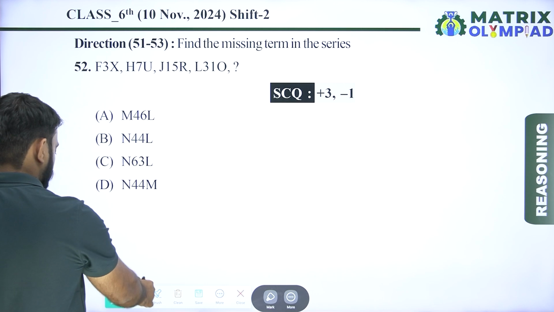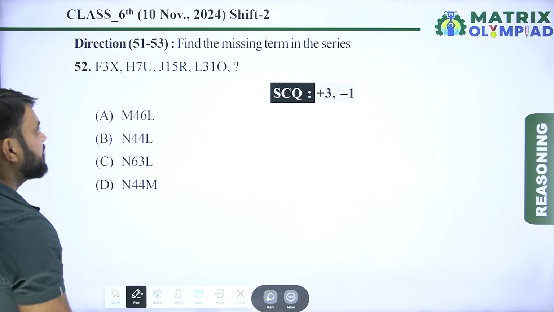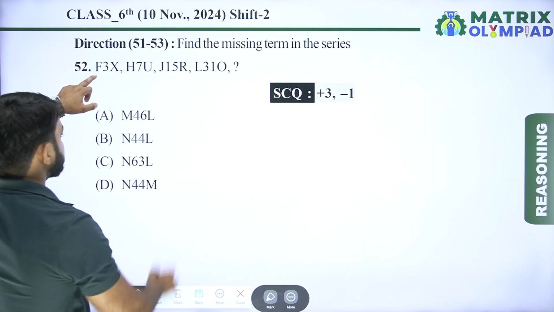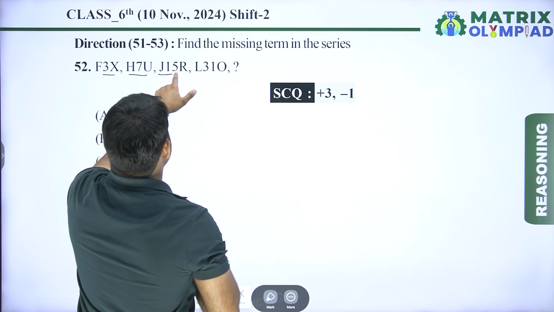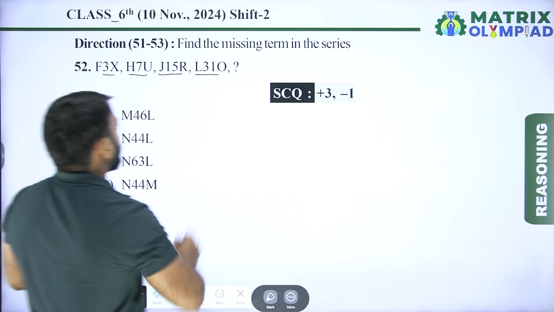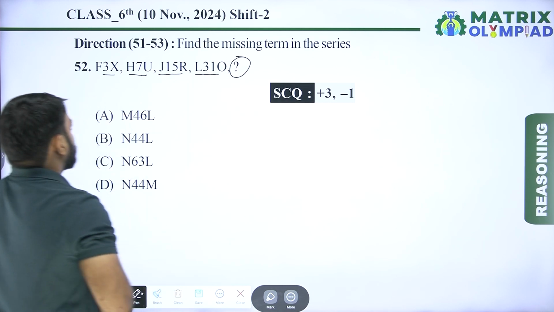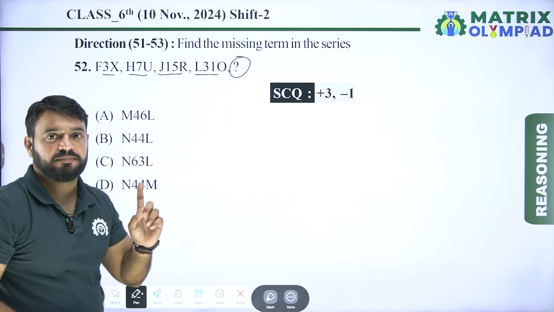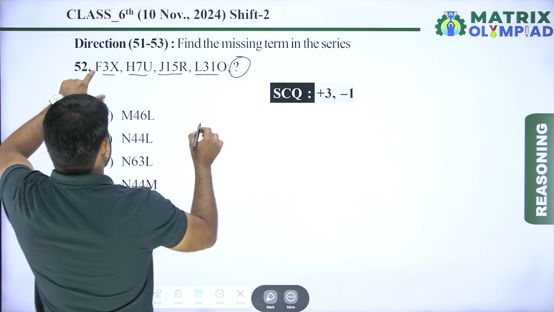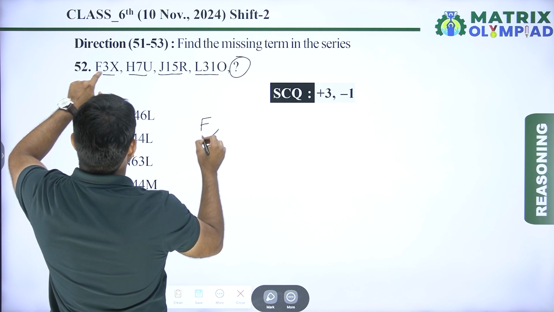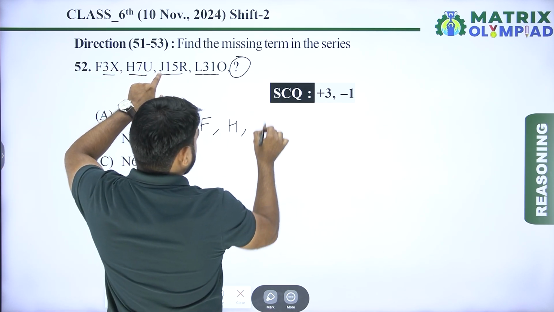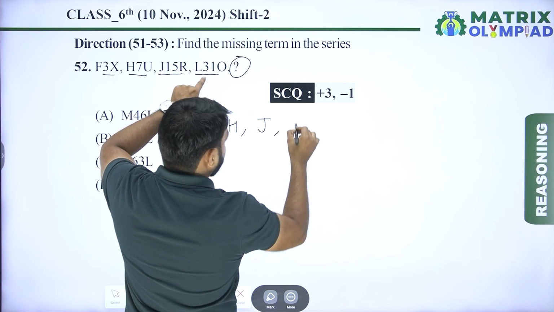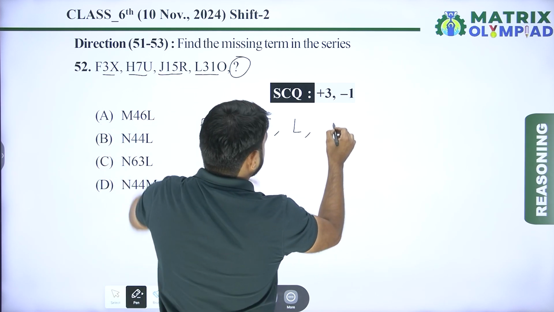Now the next question is question number 52. Find the missing term in the series. The series is F3X, H7U, J15R, L31O, and find the next term. First, taking the first alphabet of each term. The first alphabet of the first term is F, of the second term is H, of the third term is J, after J next is L, and after L the next is missing.